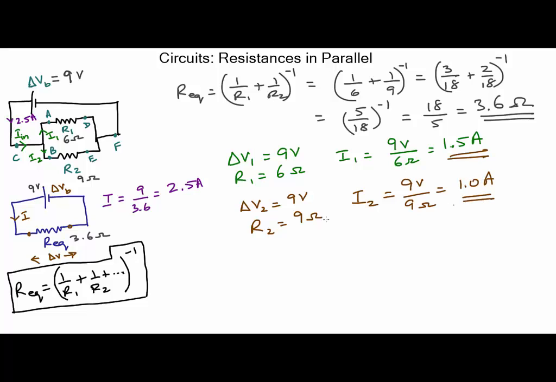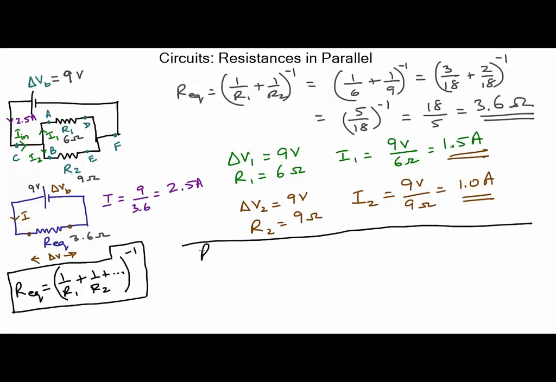And you can see that if I have 1.5 amps going up through this segment and 1 amp going down through this segment, the current coming in has to equal the sum of those two, which would be 2.5 amps, which is what we got when we used the equivalent resistance. So it all adds up and ties in. Now there are a couple of points that I want you to note here.